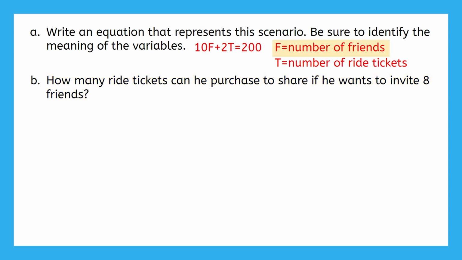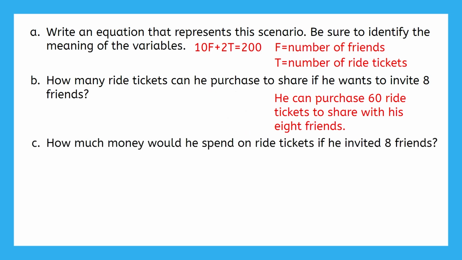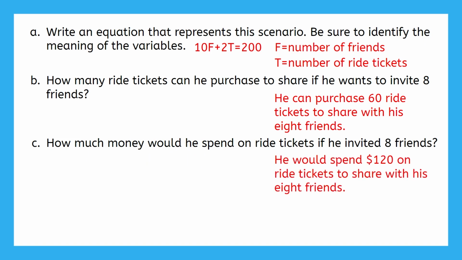Since 8 is the number of friends, or f, let's substitute 8 into the equation for f. This gives us that he can purchase 60 ride tickets to share with his 8 friends. Now for part C. How much money would he spend on ride tickets if he invited 8 friends? Well, we just calculated that they would have 60 tickets to use, and each ticket costs $2. So 2 times 60 equals 120. Therefore, my cousin would spend $120 on ride tickets to share with his 8 friends.